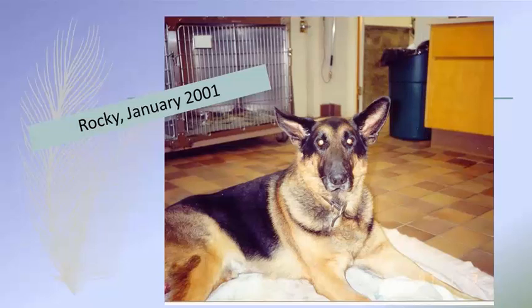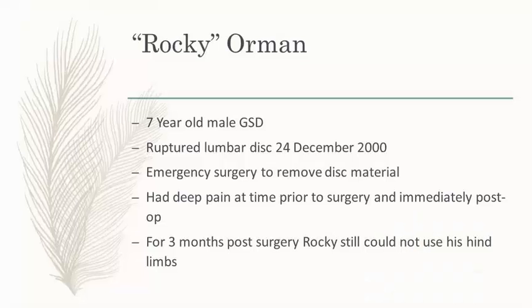Rocky, this is a photo of him in January of 2001. This was shortly before he came to see me. Rocky, for Christmas, decided to have a ruptured intervertebral disc in the lumbar region, so he was taken to surgery right away. I saw him in March, I believe, because 3 months post-surgery, Rocky still could not use his hind limbs.